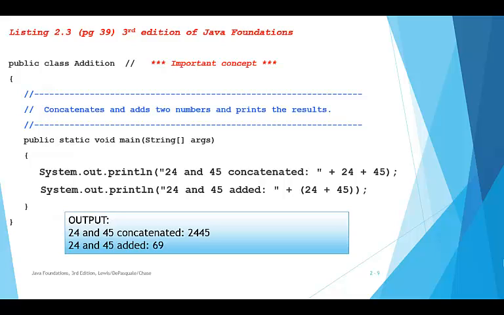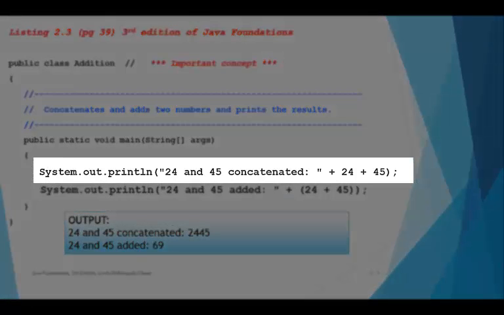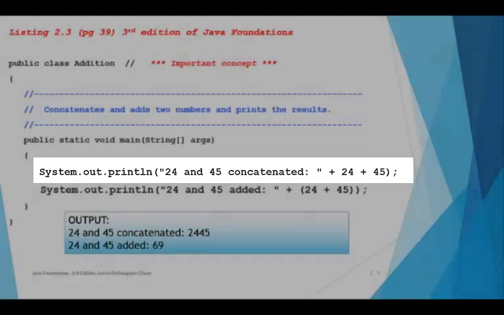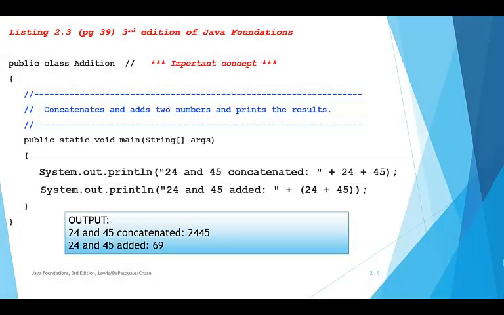Here is listing 2.3 from page 39. This is an important example because it shows us the difference when we're using numbers between using a plus operator for addition versus using the plus operator for string appending or concatenation. The first System.out.println shows the concatenation. "24 and 45 concatenated is 2445."